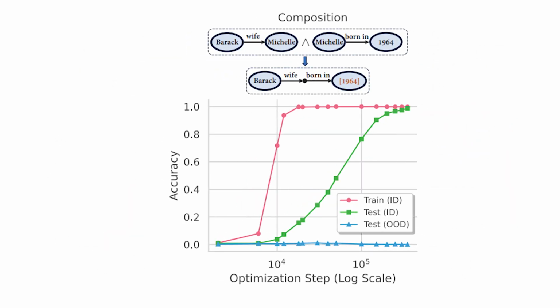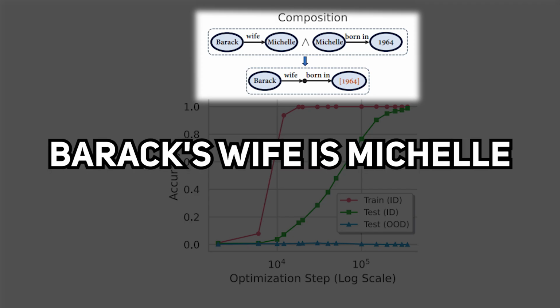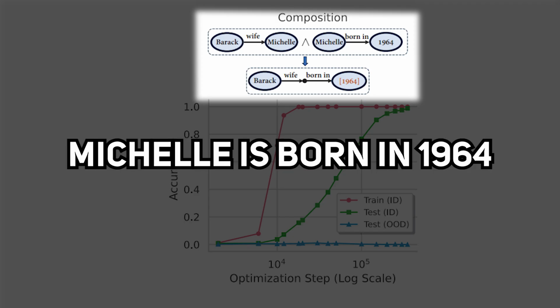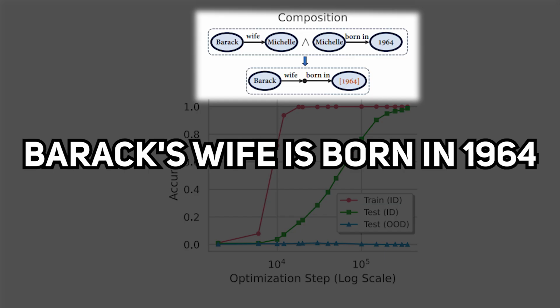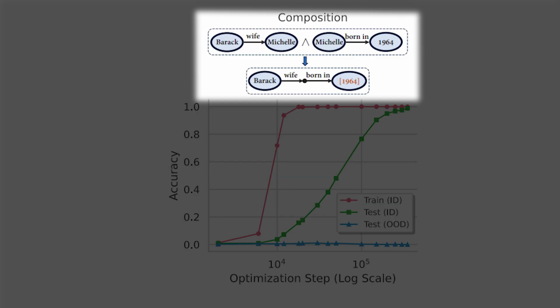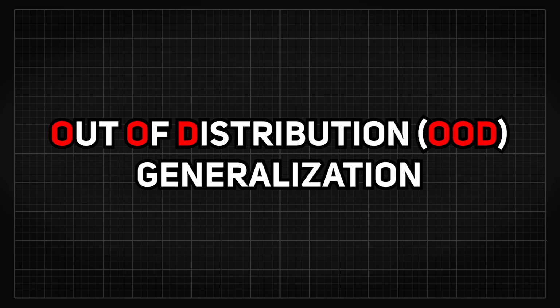However, for the other type, which is composition, that requires the model to chain different pieces of facts together, such as combining Barack Obama's wife is Michelle and Michelle is born in 1964, to deduce that Barack's wife is born in 1964, it is still not possible to achieve for data that the model has never seen before, aka out of distribution generalization.